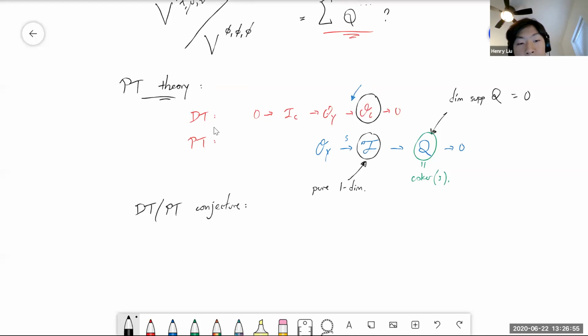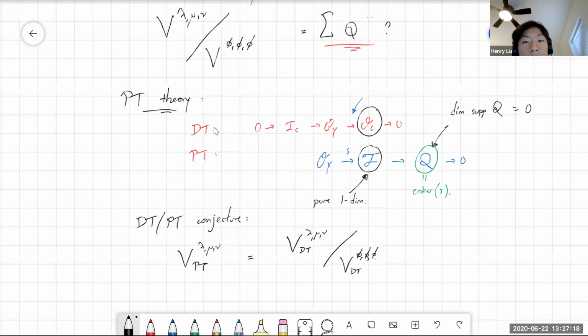which essentially says that the resulting vertex, V_PT, is exactly the same as V_DT lambda mu nu with this normalization where you throw away all the zero-dimensional things manually. Okay. And this is not known in general. It's known in some particular limits.